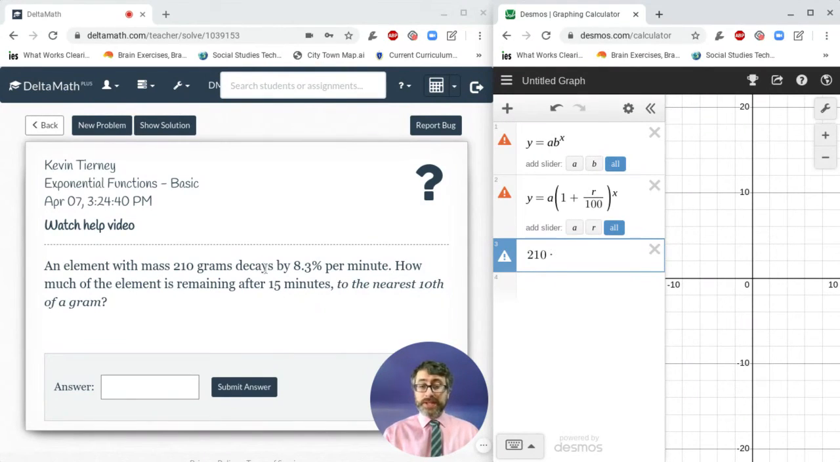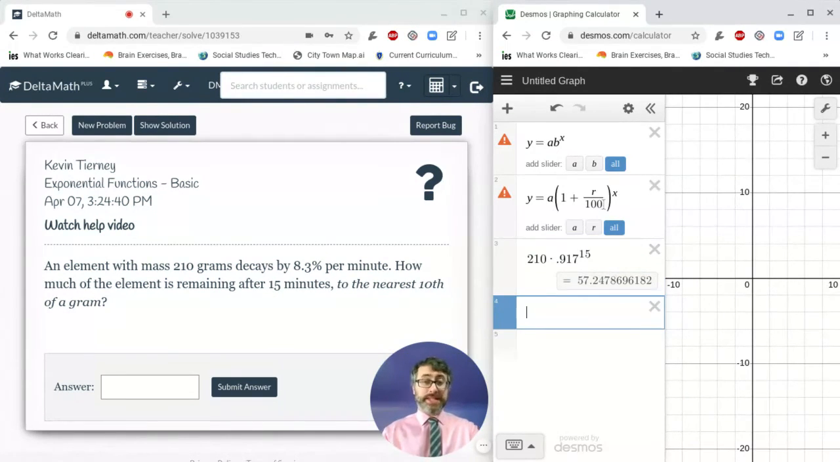Well, we're going to have less than 100%, so it's 100% minus 8.3%. We could do some mental math in our heads to get 0.917 and then raise that to the x, the time, in this case 15 minutes. Let's also look at how we could use a decay model. Decay model looks almost exactly like the growth model, except it's 1 minus the rate over 100. Close, raise it to the x.